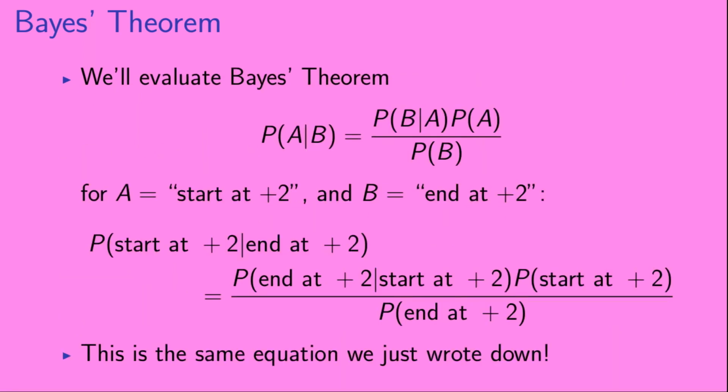So let's evaluate Bayes' theorem for A equals start at plus 2 and B equals end at plus 2. Bayes' theorem gives us that the probability that the object started at plus 2, given that it ended at plus 2, is equal to the probability to end at plus 2 if the object starts at plus 2, times the probability to start at plus 2 divided by the probability to end at plus 2. But this is the same equation we just wrote down.